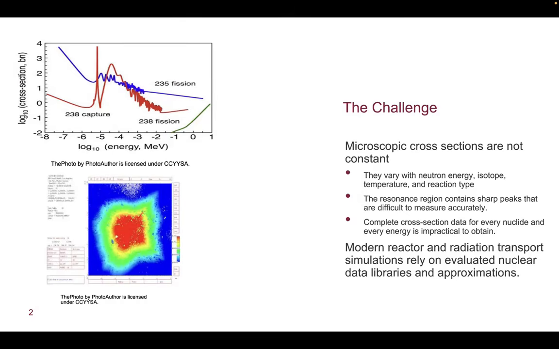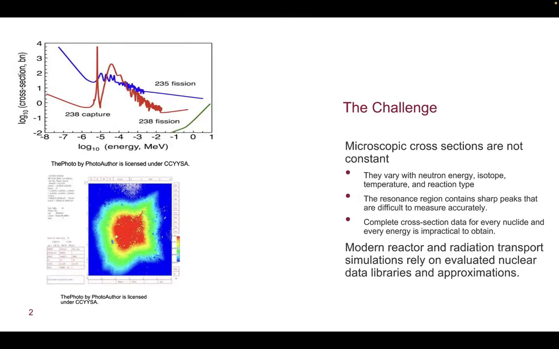One particularly difficult region is called the resonance region, where very small changes in neutron energy can cause very large changes in the probability of interaction. Because of this behavior, it is very difficult to experimentally measure every isotope at every possible neutron energy.